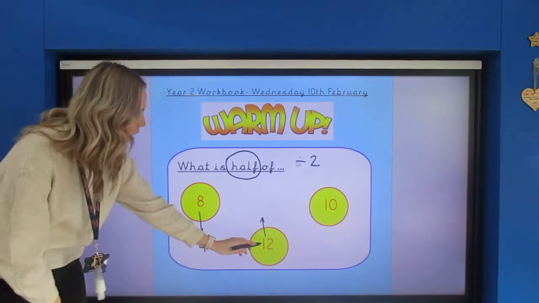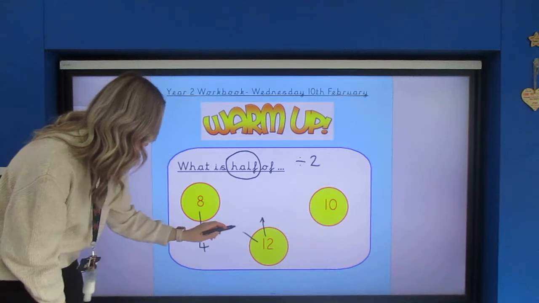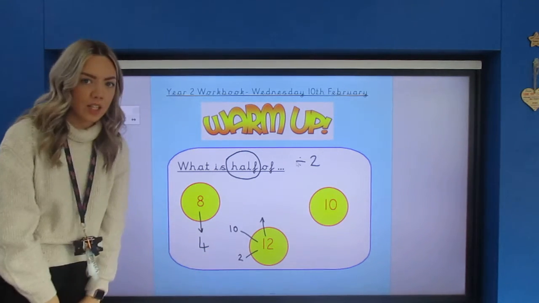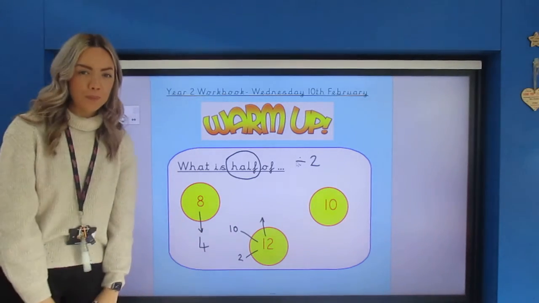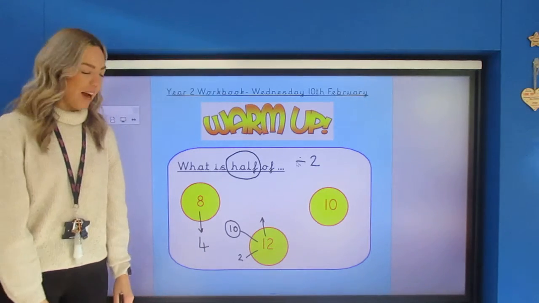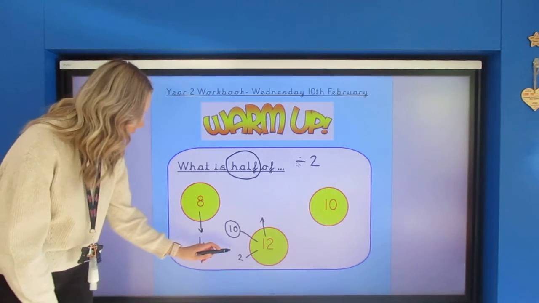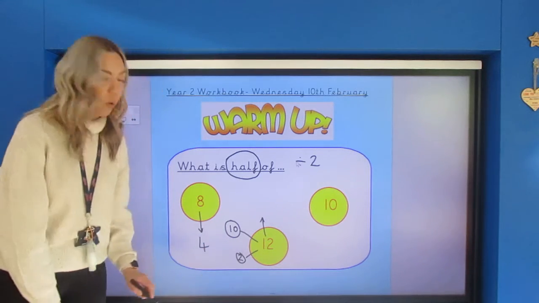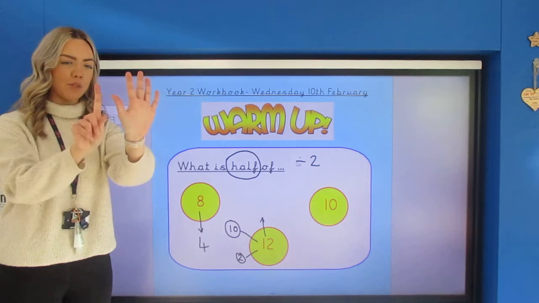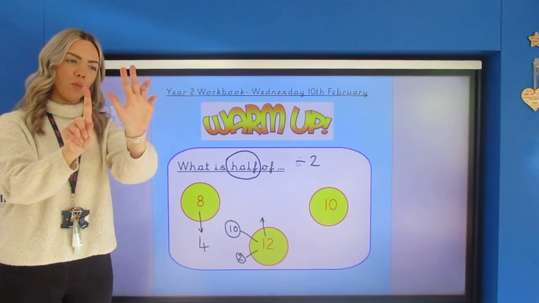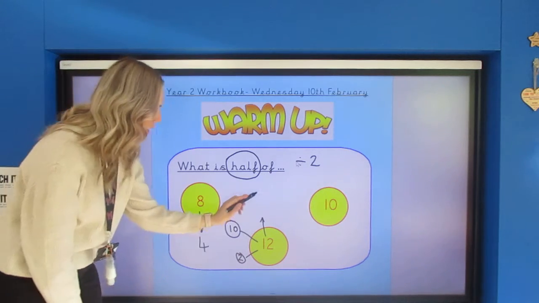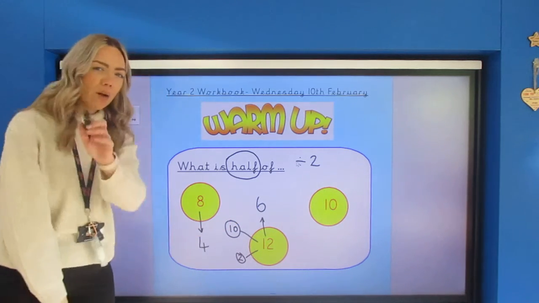So we'll do it my way, which I've just said is finding half, so partitioning the number, finding half of 10, because 12 is 10 and 2 more, isn't it? So we know that 12 is 10 and 2 more, so partition it. We know that half of 10 is 5, we've done that a lot, haven't we? So we know that half of 2 is 1. So if we know that half of 10 is 5 and half of 2 is 1, and we add them together, what do we get? Let's count. 1, 2, 3, 4, 5 and 6. So we know that half of 12 is 6. How did you get that answer today? Let me know.